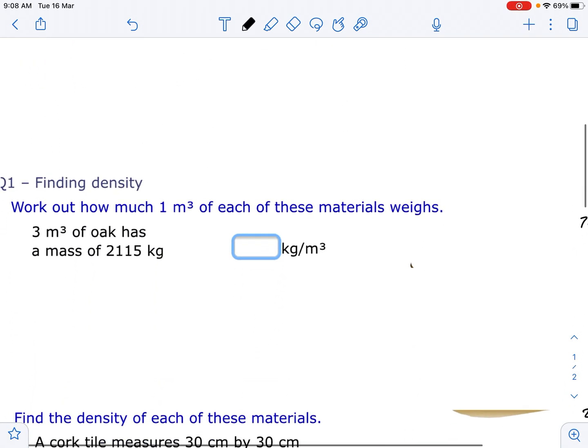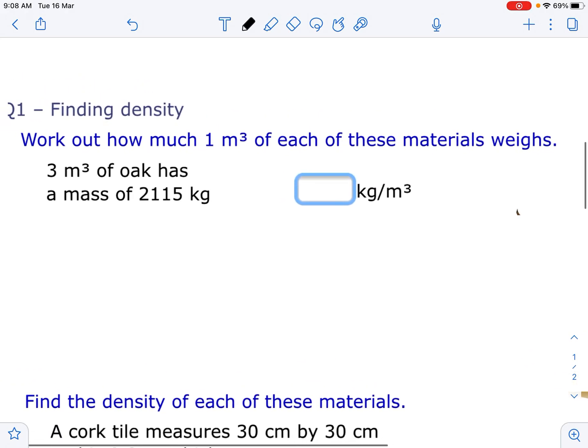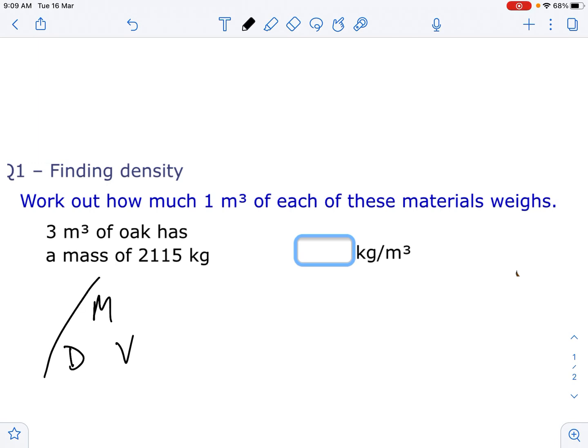So these are from my iMaths. So, finding density here. Work out how much 1 cubic metre of these materials weighs. That's what a density is. It's kind of finding out how much the weight of a comparable volume is. So we're looking at per metre cubed, what's the weight? Density is mass divided by volume, so we cover up density and we're doing mass divided by volume. And we can see what it says here: kilograms divided by metres cubed. It's that easy. Just look at the units.